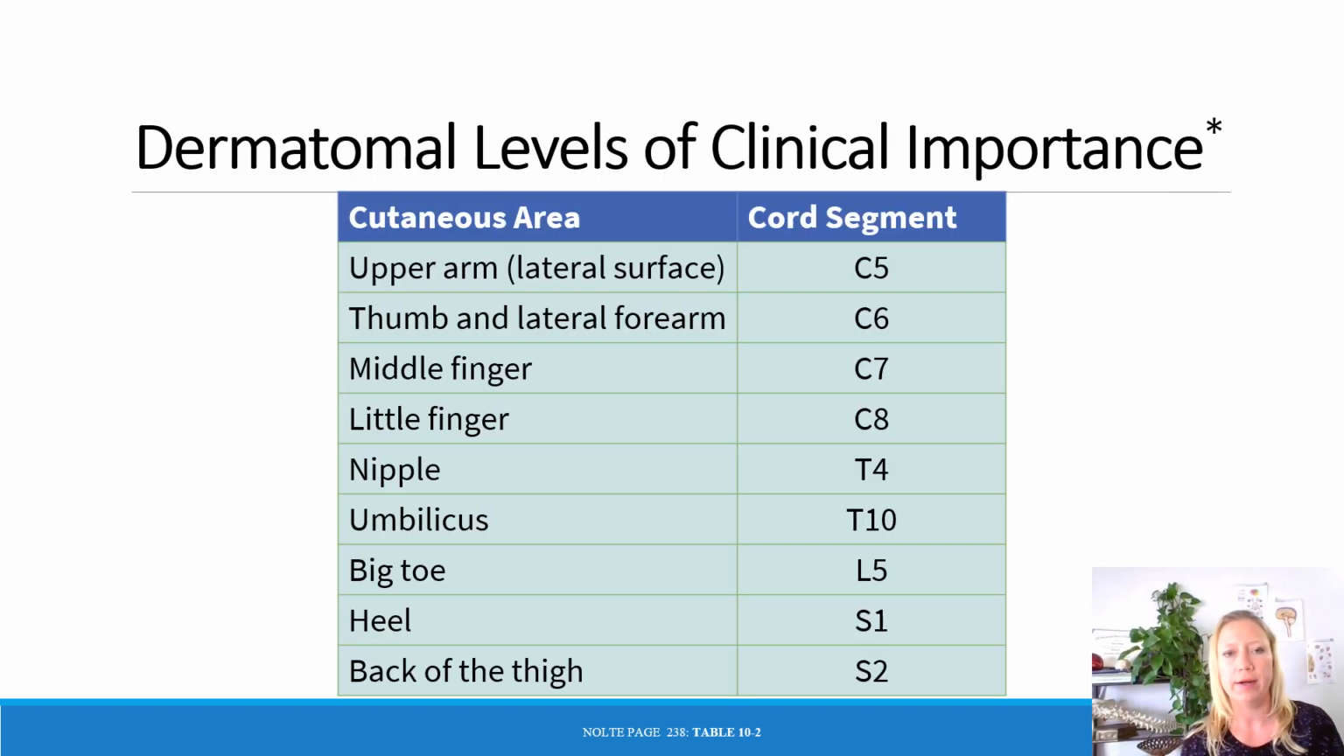Okay, so our nice chart here from Nolte giving us some clinically important dermatomes. So C5, upper arm right here. So we go, does this feel the same as this? Does that feel the same as that? Over and over again. Thumb and lateral forefinger, C6. Does this feel the same as this? Yes or no? Middle finger, C7. Little finger, C8. Nipple line, T3, T4, depending on what you're reading. Umbilicus is T10. Big toe is L5. Heel is S1. And the back of the thigh is S2. So we'll look at all of these when we look at our plexus.